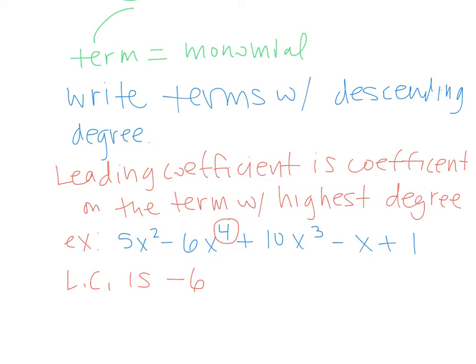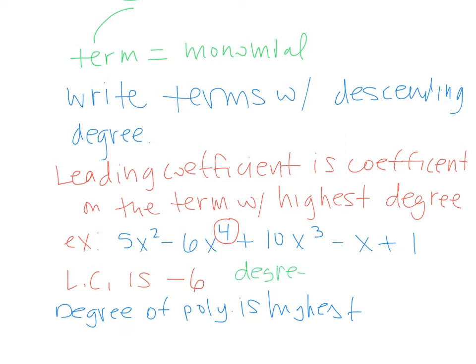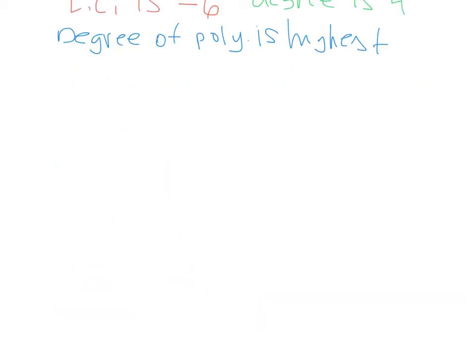Then we say that the degree of the polynomial, so each term has a degree, and the polynomial has a degree, and that's the highest of the term degrees. So in the example that I gave, the degree is 4. The degree of the polynomial is 4. It's the highest degree of all of those terms. Now we're going to do operations with polynomials, starting off with adding and subtracting.